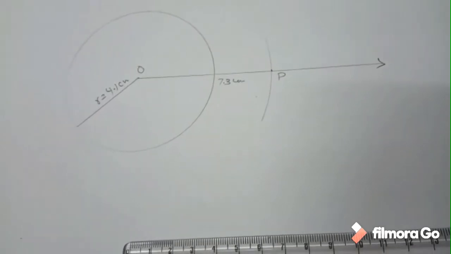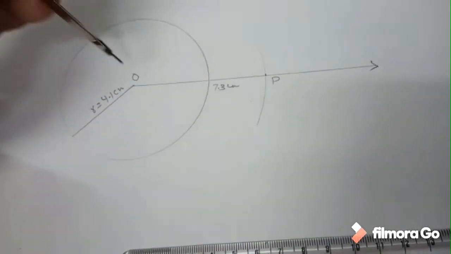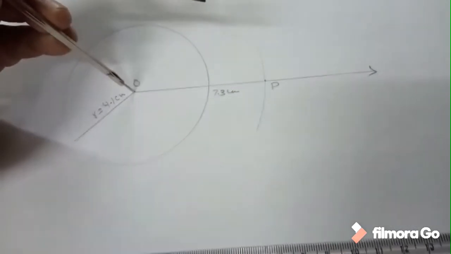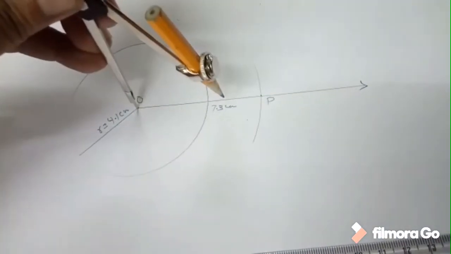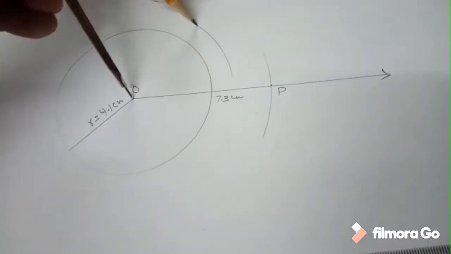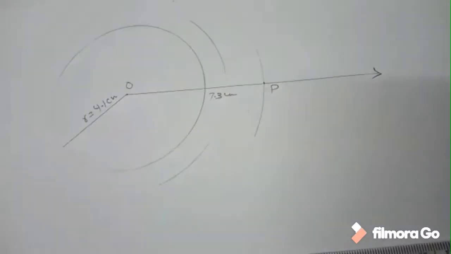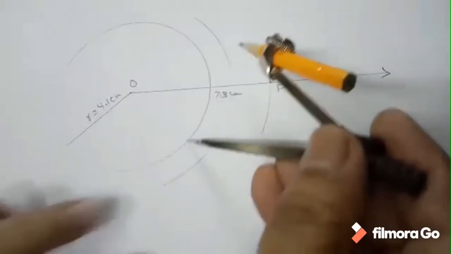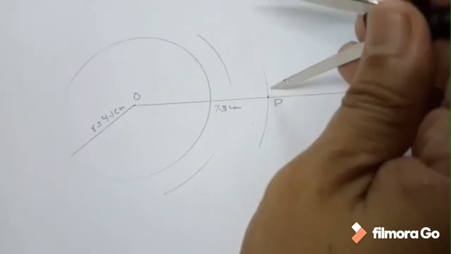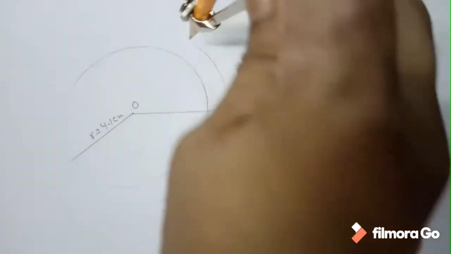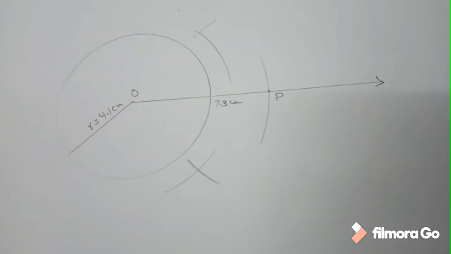Now draw the perpendicular bisector of the segment OP. Put your rounder point on O and take more than half of the segment OP. Draw one arc up and one arc down. Now put your rounder point on the point P and draw one arc up and one arc down. Now you got two signs of multiplication.